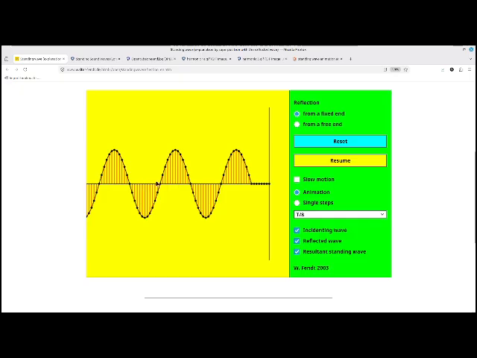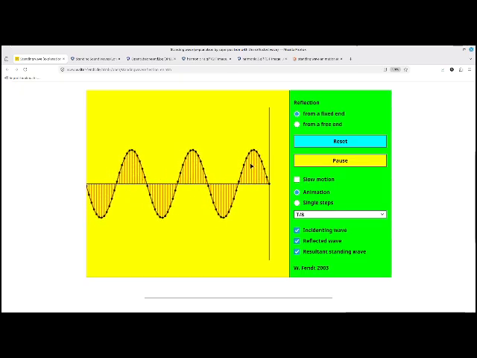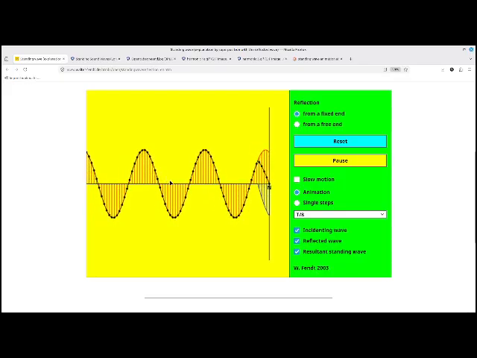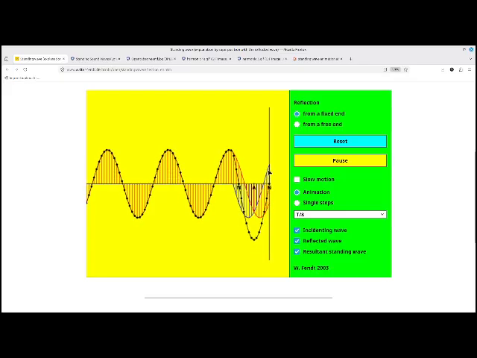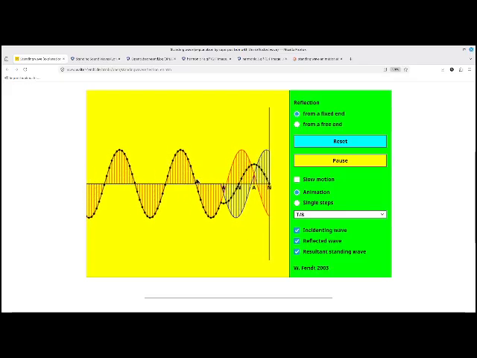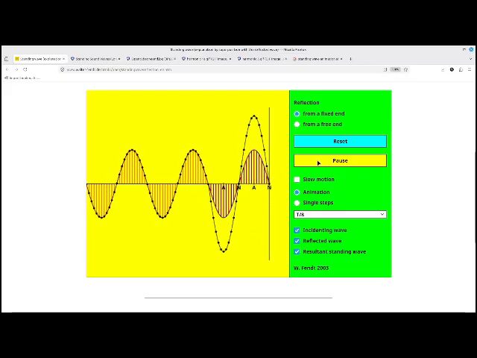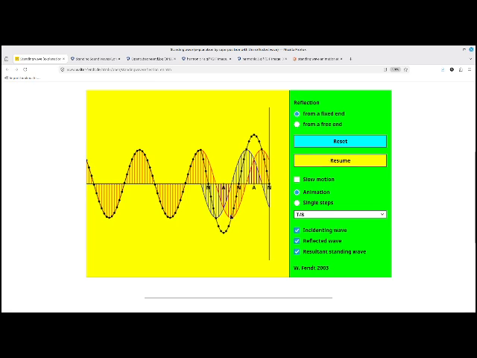Now this is a wave that's traveling towards this surface. It's going to reflect off this surface. I'm going to hit resume here. You see it's traveling. We see the pressure increasing and decreasing. And as it hits there and gets reflected back, there's this sort of inverse wave that gets created in the reflection. I'm going to pause that here. So the red is the incoming wave and the blue is the outgoing wave.